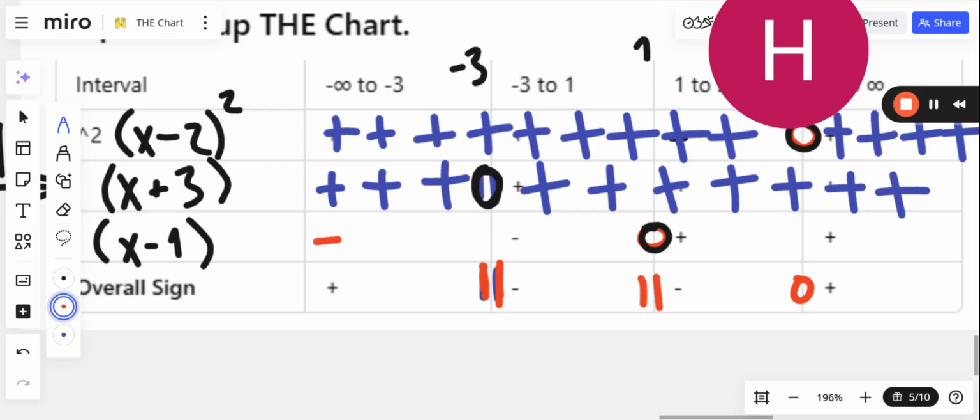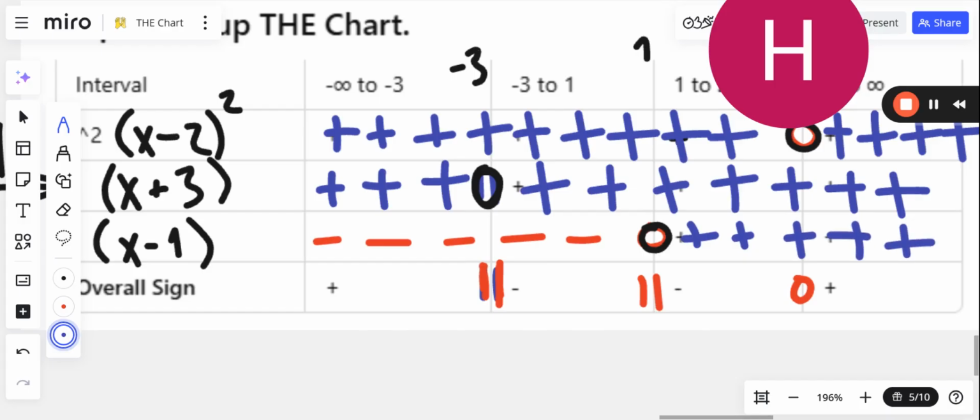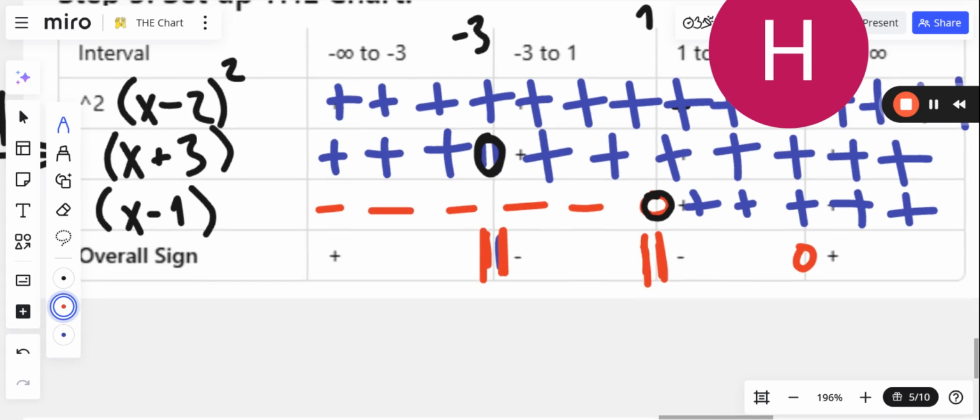It's negative on the left, and it's positive on the right. But remember that overall, that means x equals negative 3 and x equals positive 1 give us an undefined value. It does not exist. So I can't say it's 0, negative, or positive. It just doesn't exist.